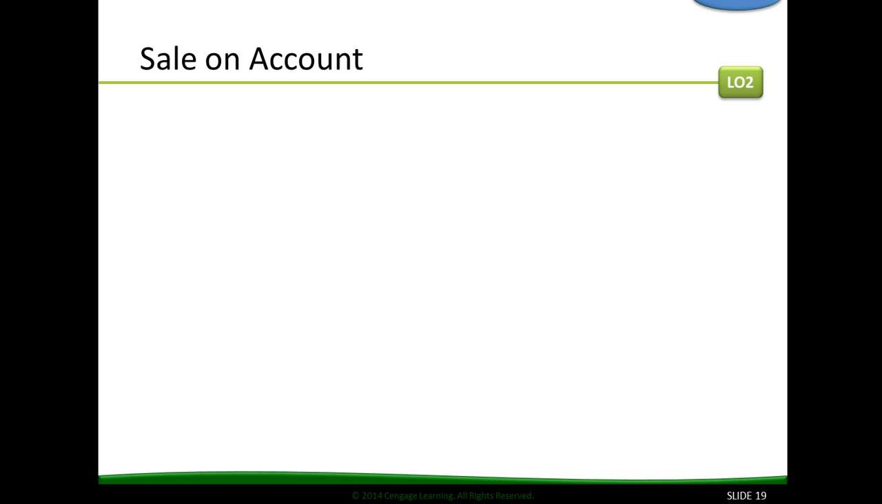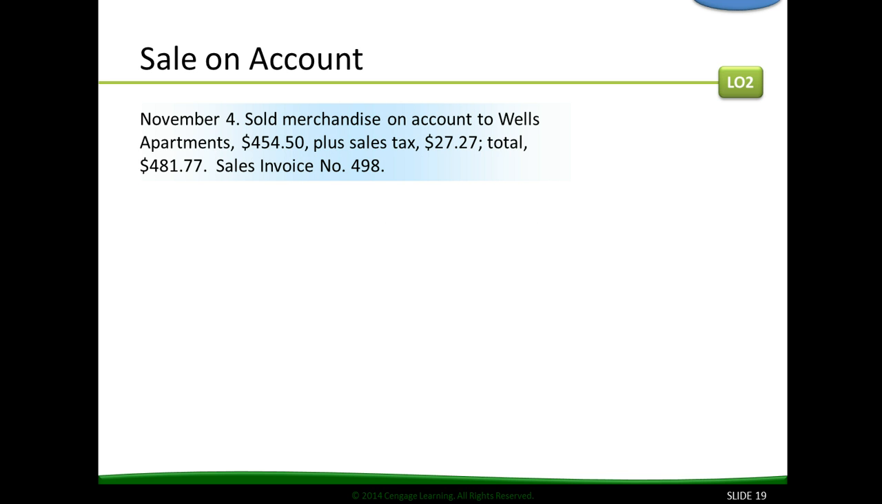Let's take a look at a typical sale on account. So we are 3 Green, and on November 4th, we sold our merchandise and products to Wells Apartments. Nice. The sale was for $454.50. Then we had the sales tax, and they're going to tell us what the sales tax is. We don't have to figure out the percent, which is nice. So the total sale was $481.77. And of course we have that sales invoice number, so we can always go back and look at the original document if there's any questions by us or the customer.